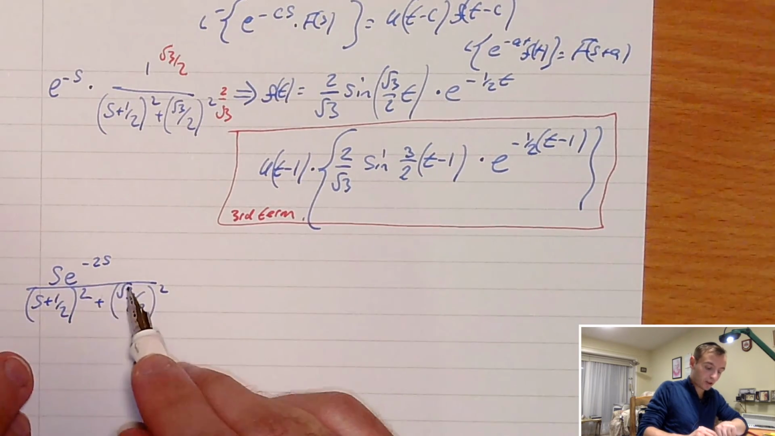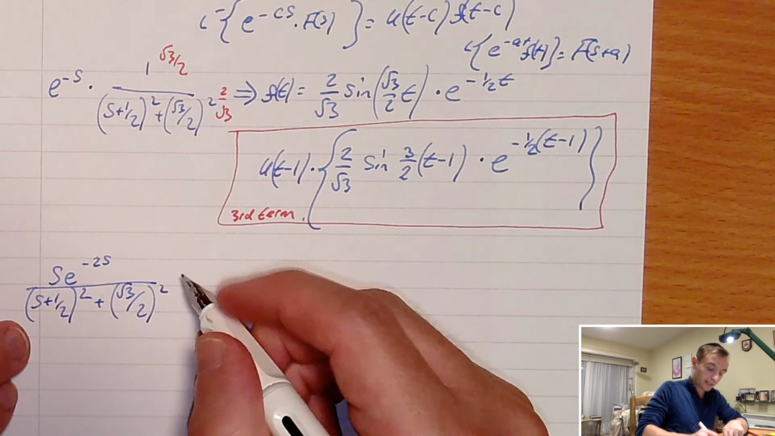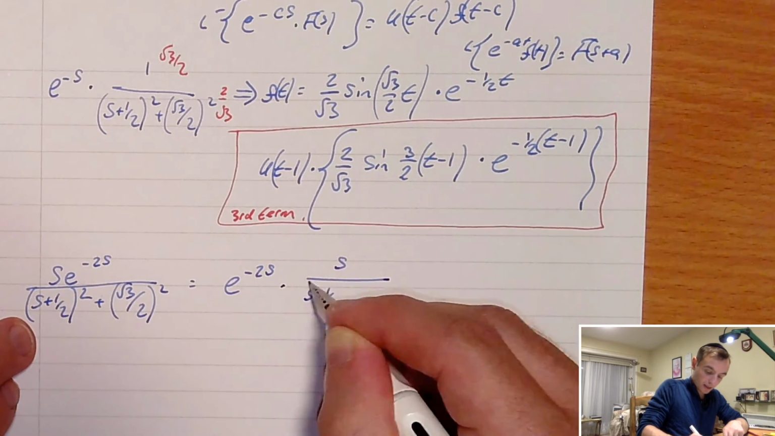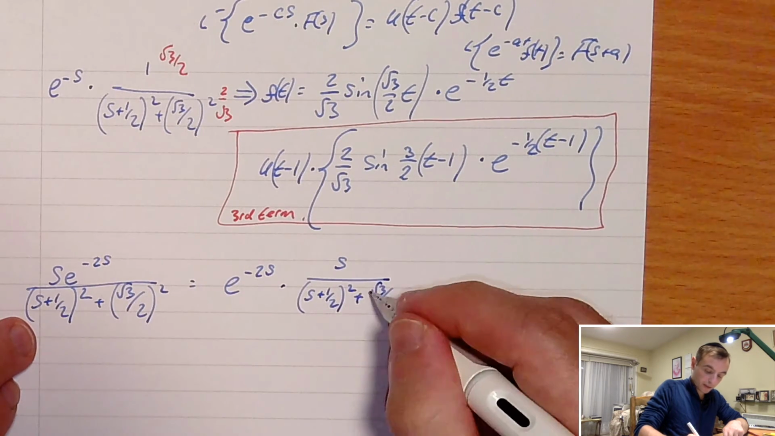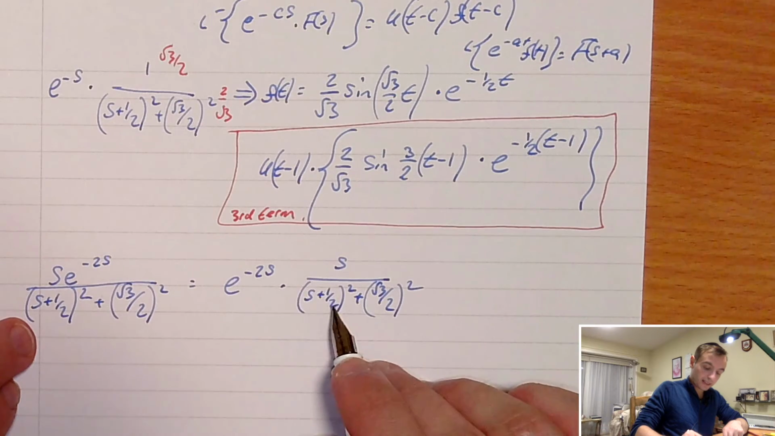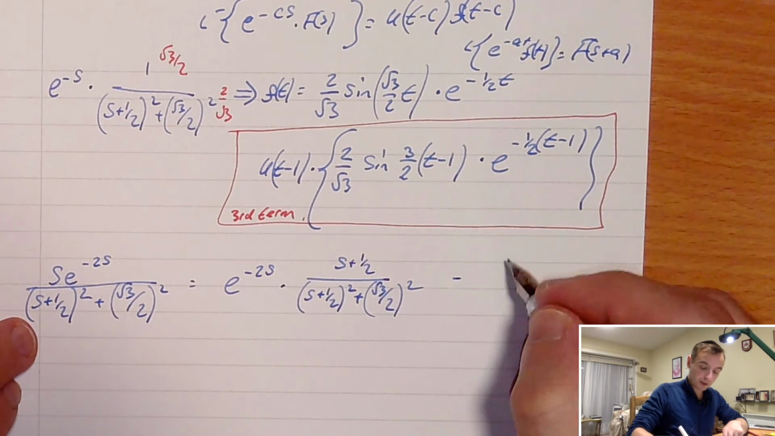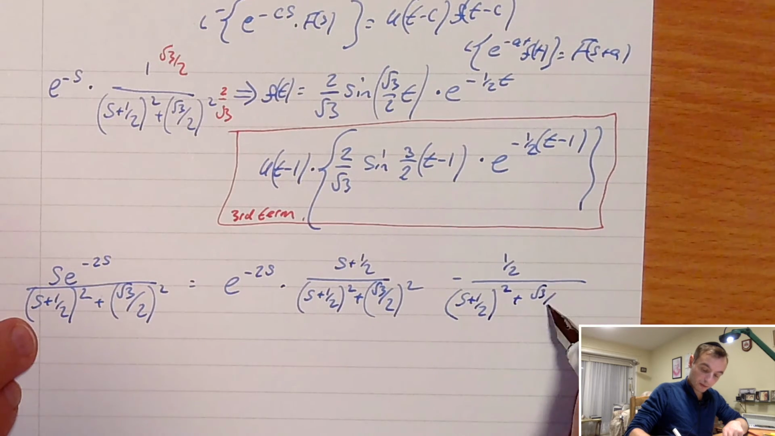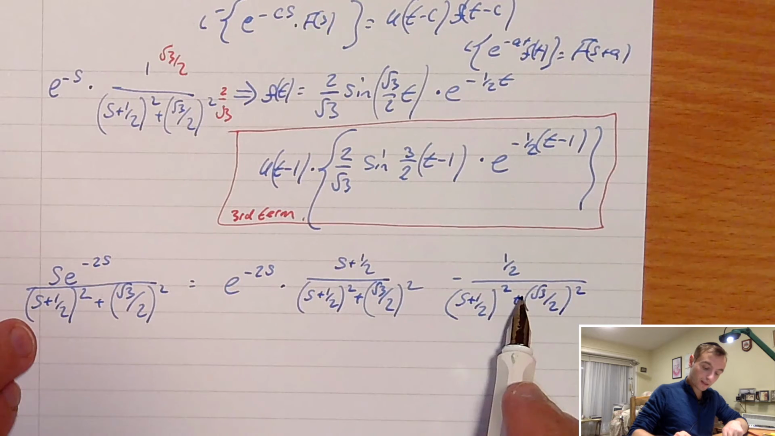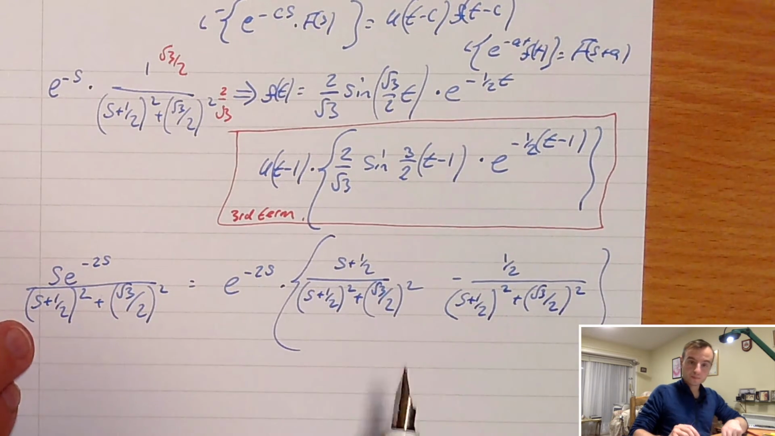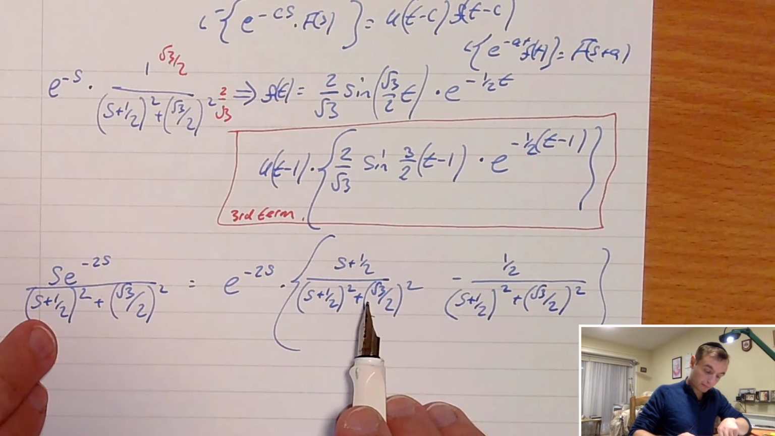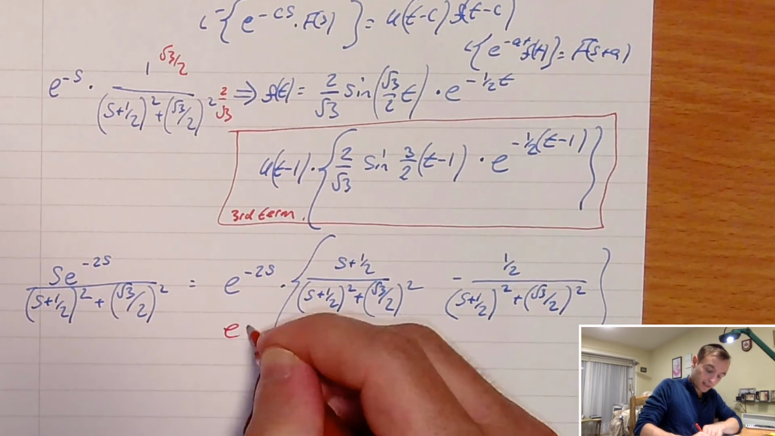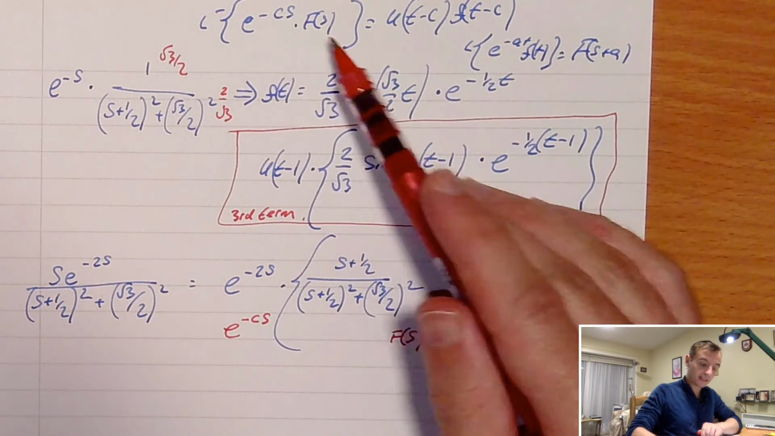And now let's do the fourth term. So it's in the form e to the minus cs dot something else. And the something else is s on s plus a half squared plus root 3 on 2 squared, which equals e to the minus 2s dot s on s plus a half squared plus root 3 on 2 squared. And we need to get that really in the form of s plus a half, so I need to subtract a half as well from that. Right, okay, so now we have this thing representing f of s. And this thing is e to the minus cs, yeah? So you can see that this is in the form of e to the minus cs f of s.